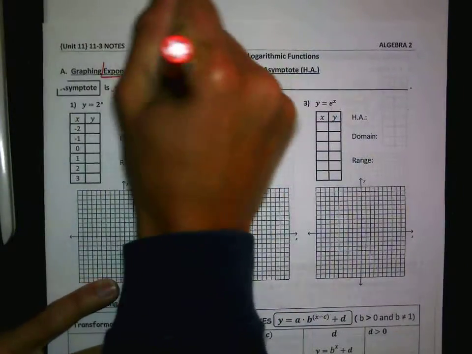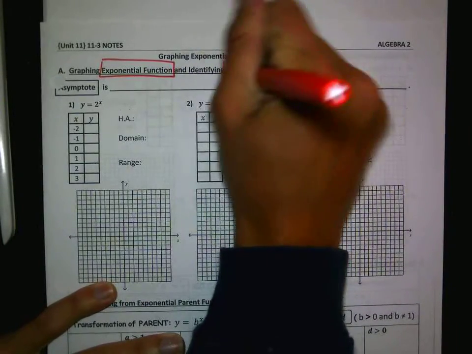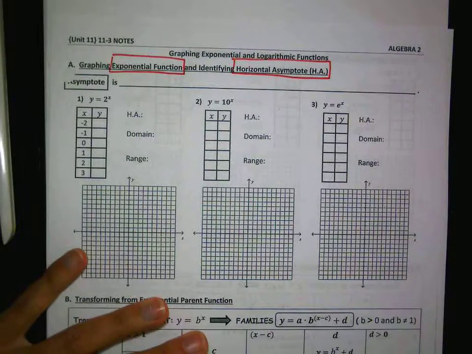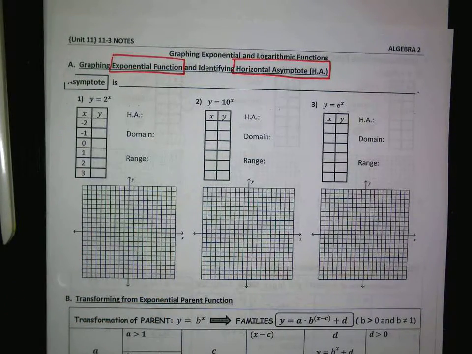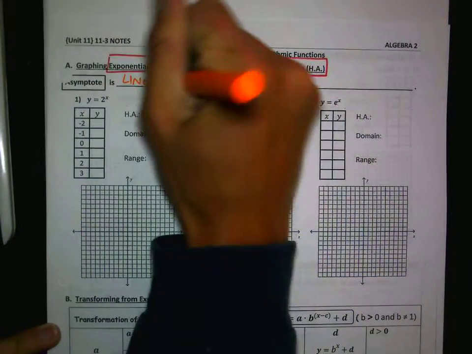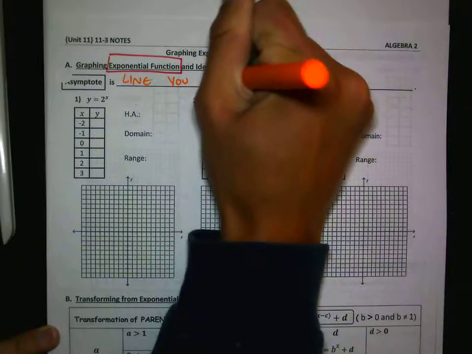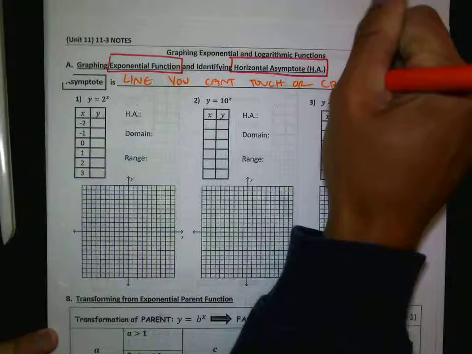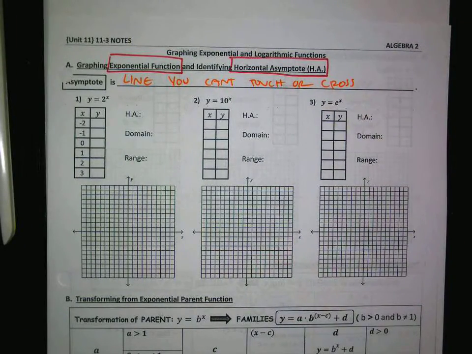You need to know that exponential functions have horizontal asymptotes. It's something that you just need to know. An asymptote is a line you can't touch or cross. So it's kind of like your boundary line. You cannot touch it or cross it.